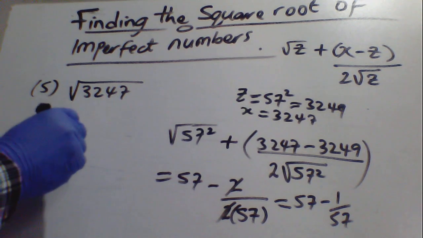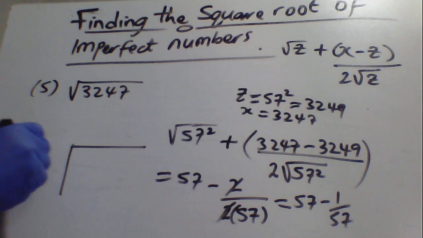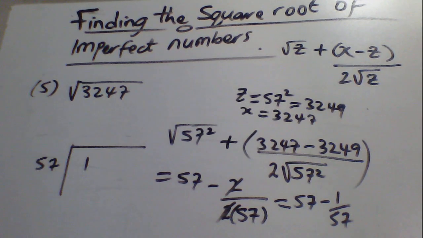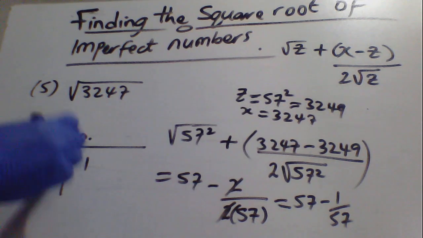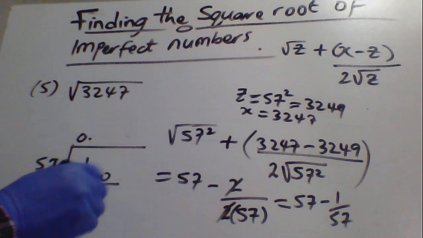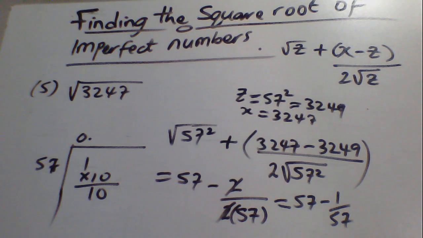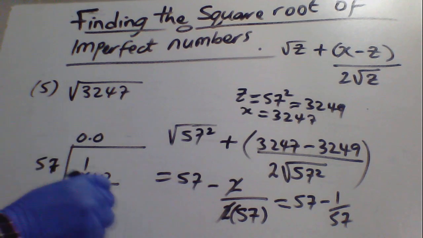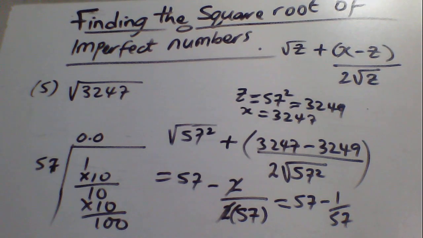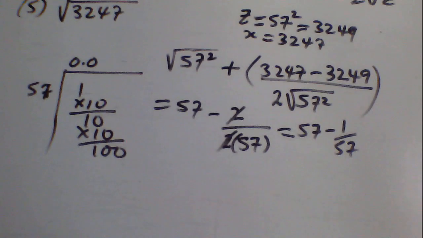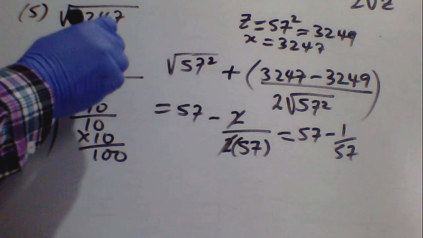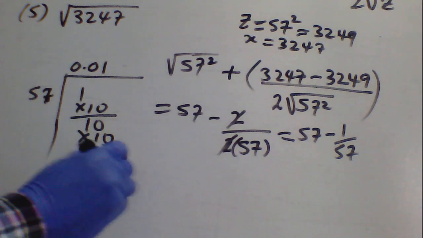So let's do that. If you use long division, you have 57, and you have 1 here. 1 divided by 57, it can't go, so you put 0 point and multiply by 10. We have 10. 10 divided by 57, can it go? It can't, so you add 0 here and multiply by 10. We have 100. So 100 divided by 57, how many 57 are in 100? We have only 1. 1 times 57 gives us 57. You subtract.